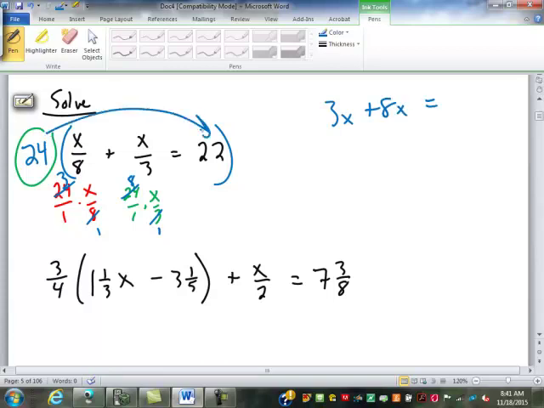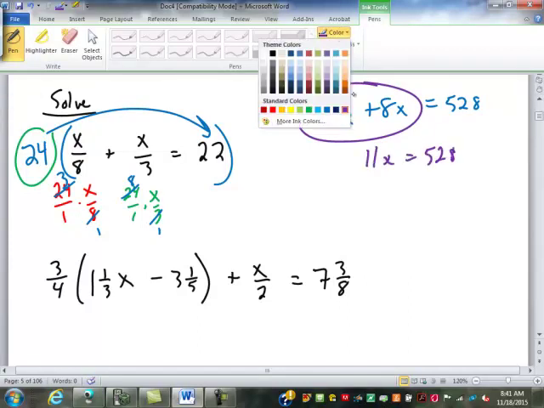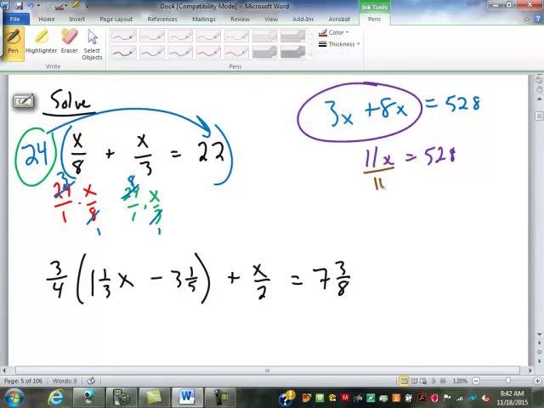Then I have 24 times 22, which is 528. Is that correct? Okay. Maybe. We're just going to assume I'm right. Now we're going to combine 3x and 8x to make 11x, equals 528. And then divide by 11. x equals 48.